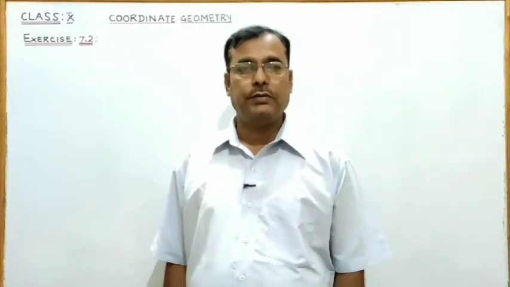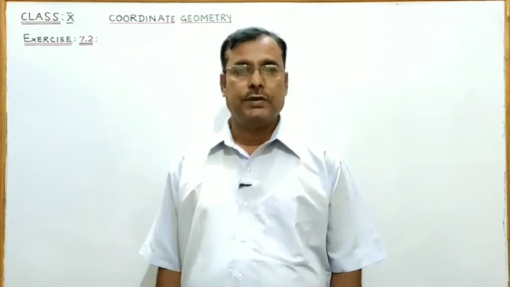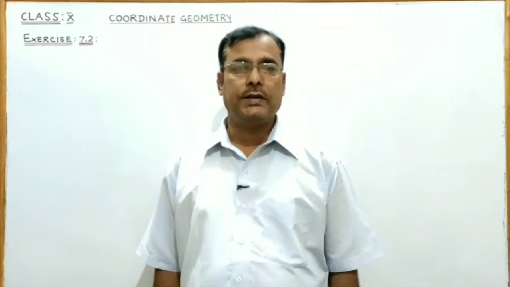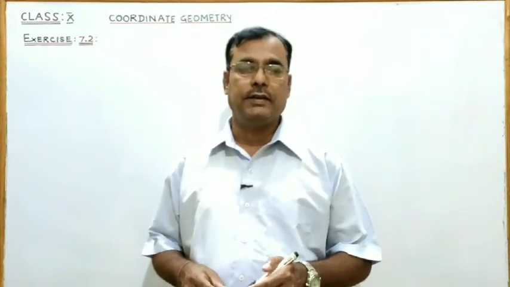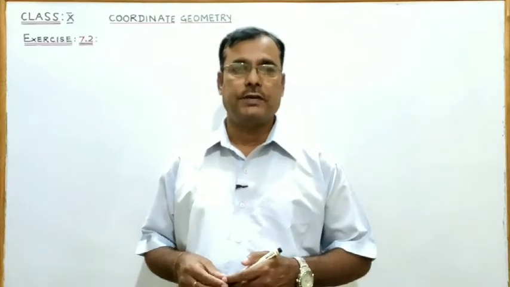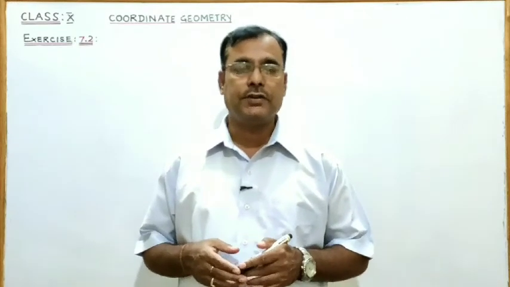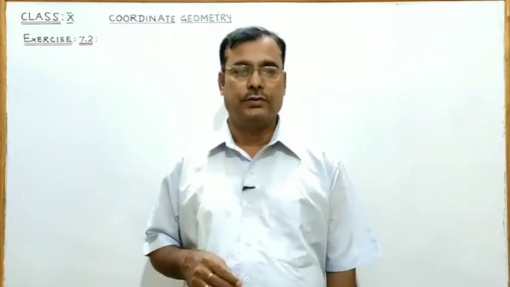Exercise 7.2, question number 1. Find the coordinates of the point which divides the join of two given points (-1, 7) and (4, -3) in the ratio 2:3. Here in this question we have to find the coordinates of a point which divides the join of two given points in the given ratio.